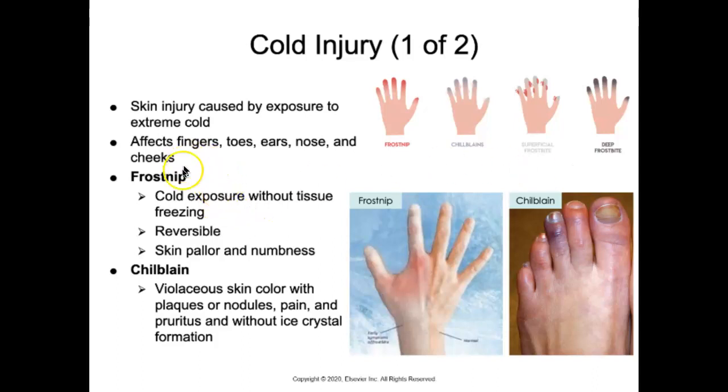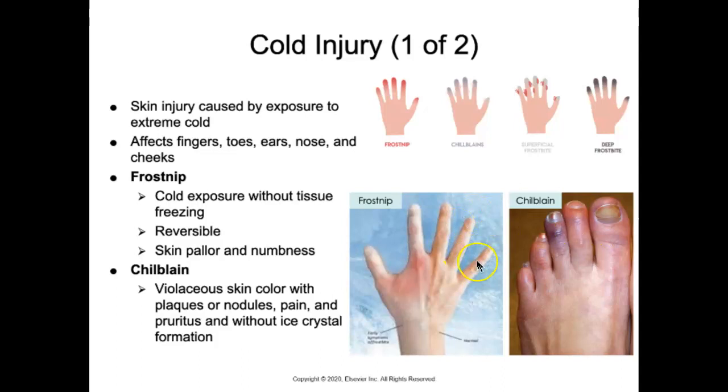We'll start off talking about frostnip, which you could see a picture of over here, and we'll have cold exposure without tissue freezing here, and it is reversible. It'll start off with a pallor to the skin and pain, and it's followed by redness and discomfort when we start to rewarm that area of the body.